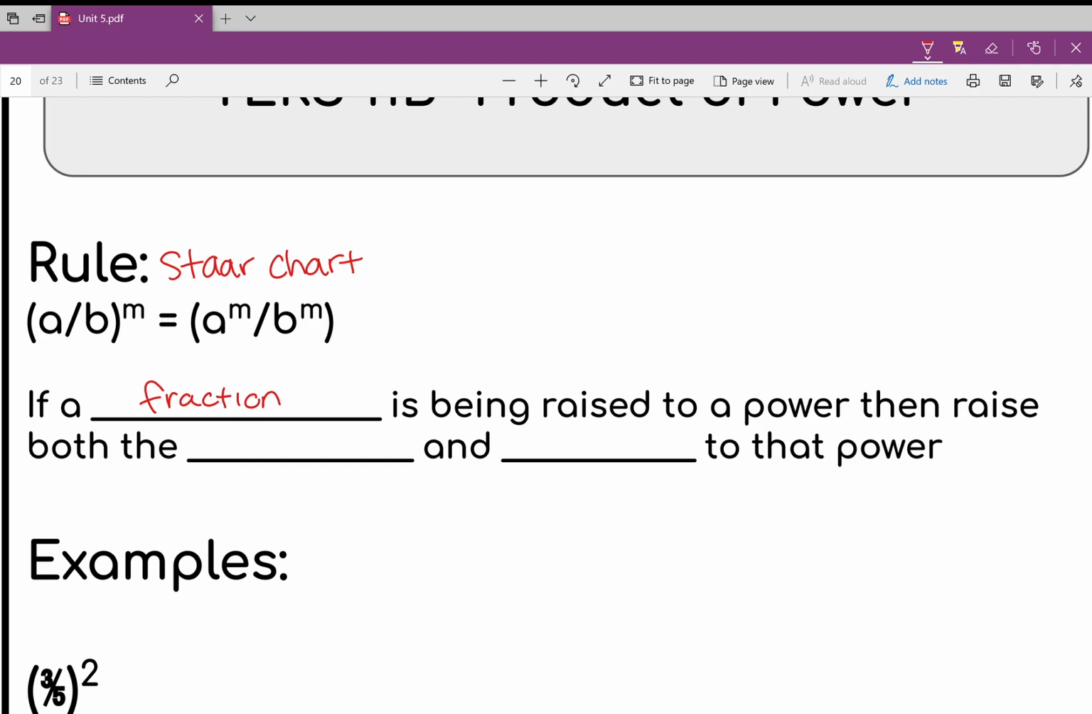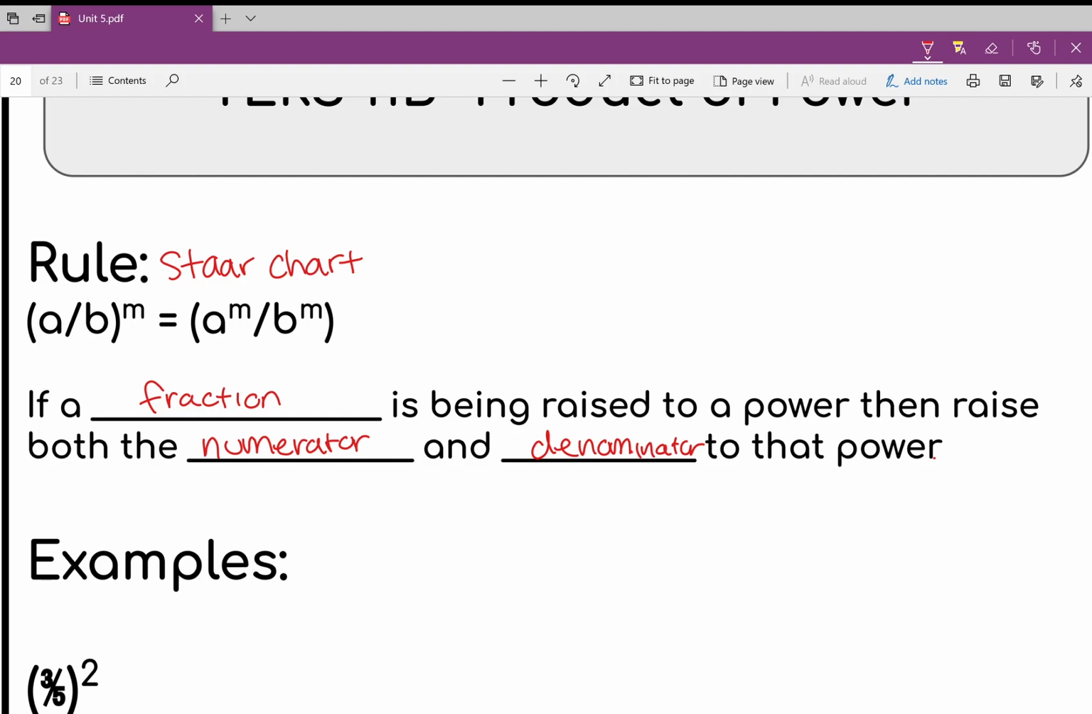is being raised to a power, then raise both the numerator and denominator to that power. Remember, another word for power is exponent. Another word for exponent is power. They're the same word. So again, if a fraction is being raised to a power, then raise both the numerator and denominator to that power.